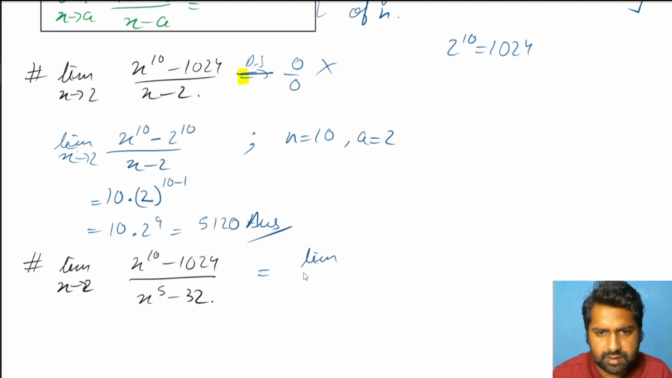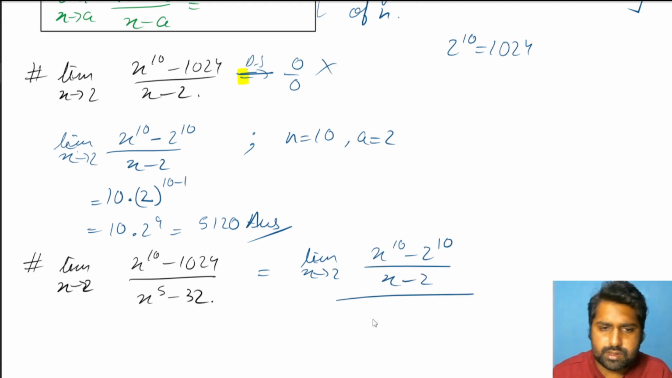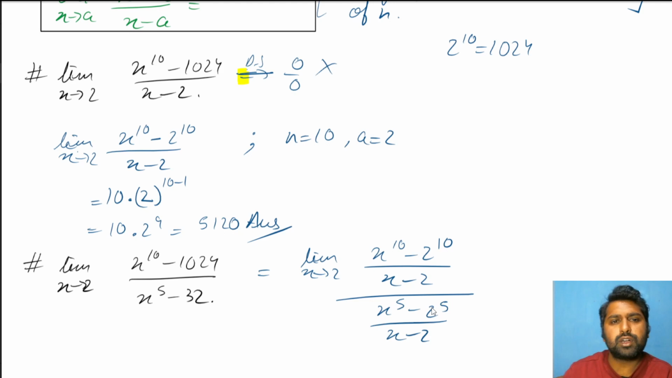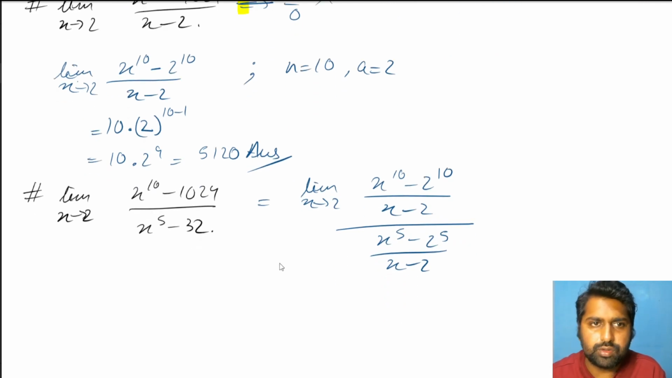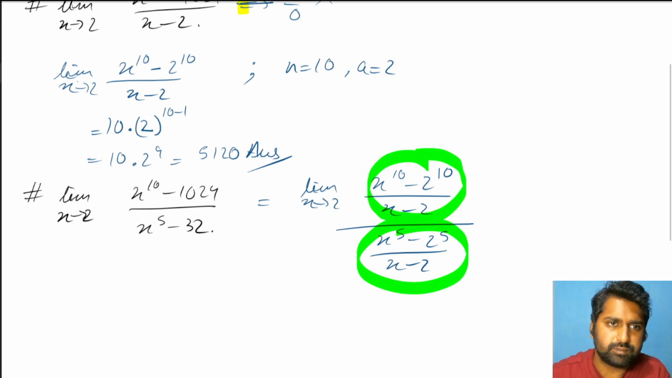Same thing, limit x tends to 2, x raised to power 10 minus 2 raised to power 10 upon x minus 2, I have put on my own. If I am dividing the numerator with x minus 2, I have to divide the denominator also with x minus 2. So x raised to power 5 minus 32, which is 2 raised to power 5, upon x minus 2. So I have divided both numerator and denominator with x minus 2. Nothing wrong. Now you can see this is a standard limit, this is also a standard limit.